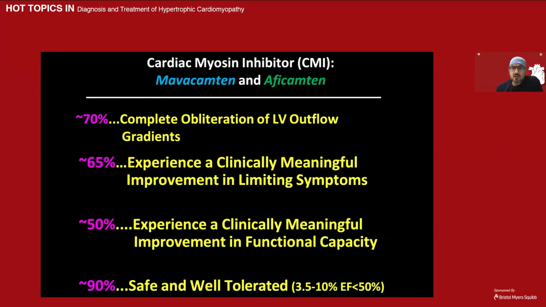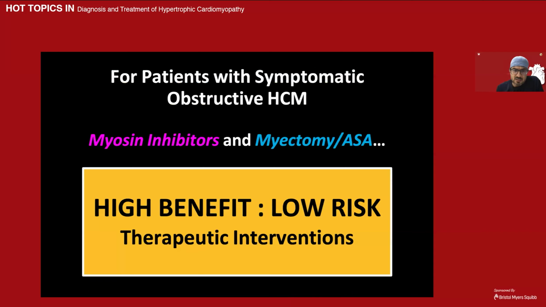Now, with cardiac myosin inhibitors, we know that in around 70% of patients there is complete obliteration of the LV outflow gradient. 65% of those patients experience a clinically meaningful improvement in limiting symptoms. About 50% experience clinically meaningful improvement in functional capacity. We know that it is safe and well tolerated. Between the studies, 3.5 to 10% have a reduction in EF to less than 50%.